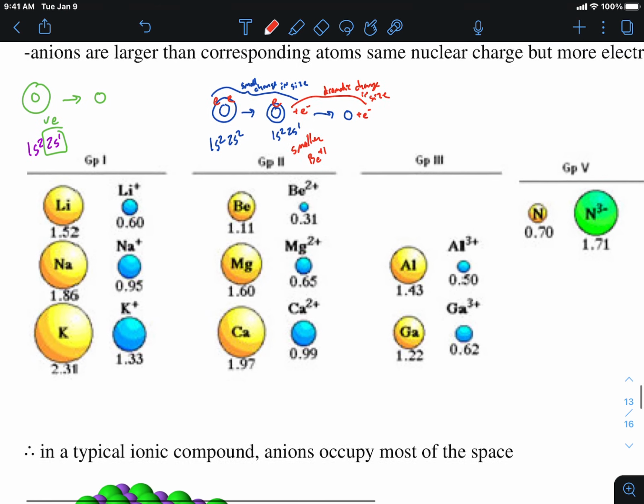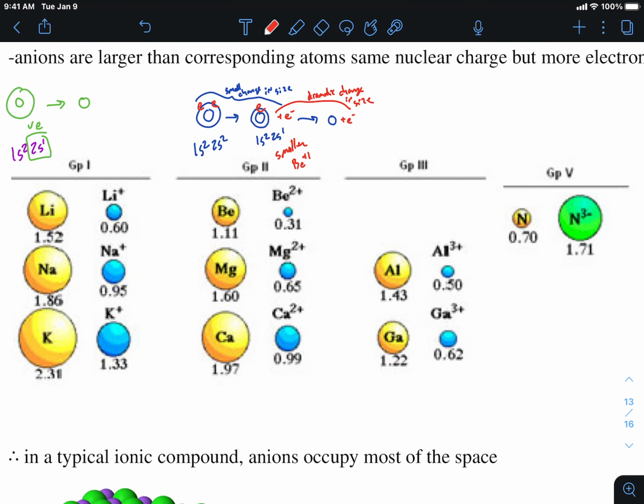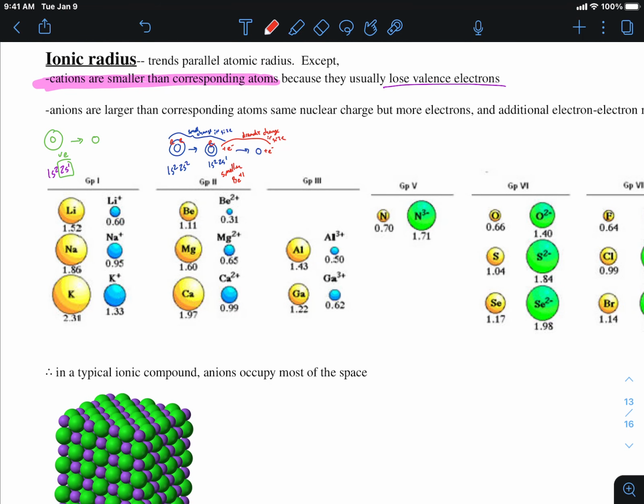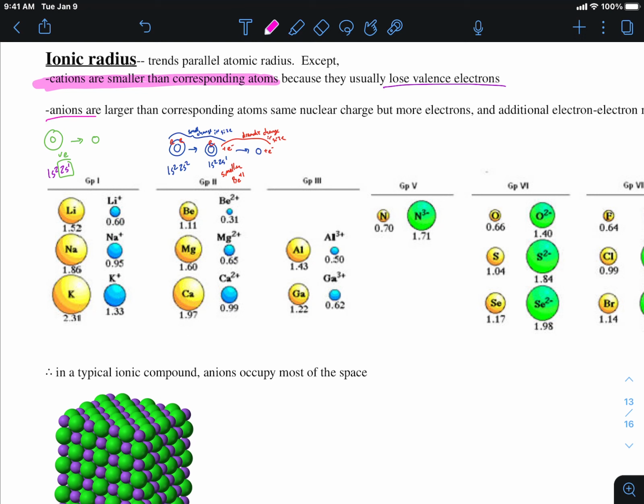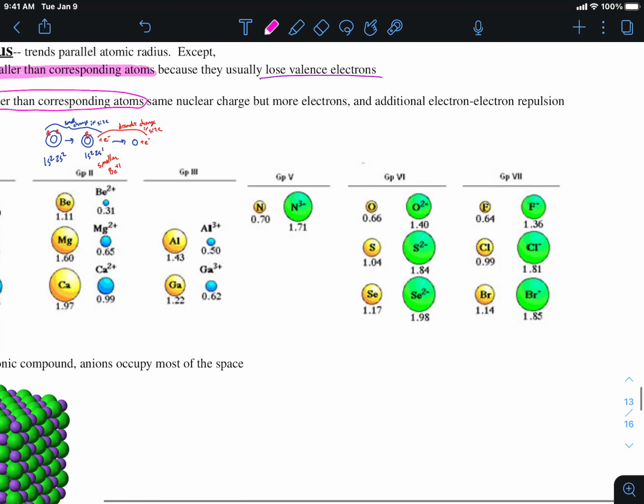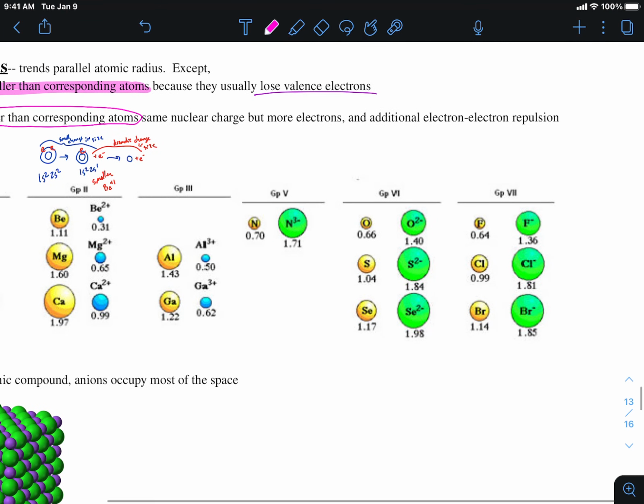And the same argument can be said for aluminum, because in order to become +3, it would have to go aluminum +1, aluminum +2, and aluminum +3, right? Okay. Let's talk about anions. Anions are larger than their atoms. Remember, anions are negative ions. They are larger. Why are they larger?